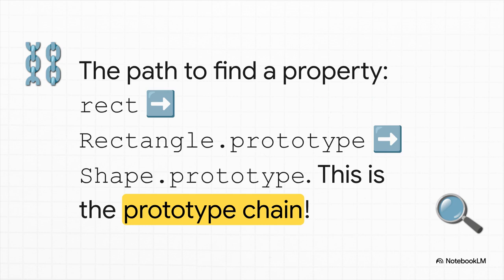So what we've actually built is a chain. When you create a new rect instance and you try to call rect.move, JavaScript first looks for a move method right on the rect object itself. Nope, not there. So it goes one step up the chain to Rectangle.prototype. Still not there. Finally, it goes one more level up to Shape.prototype, and boom, it finds the move method and runs it.